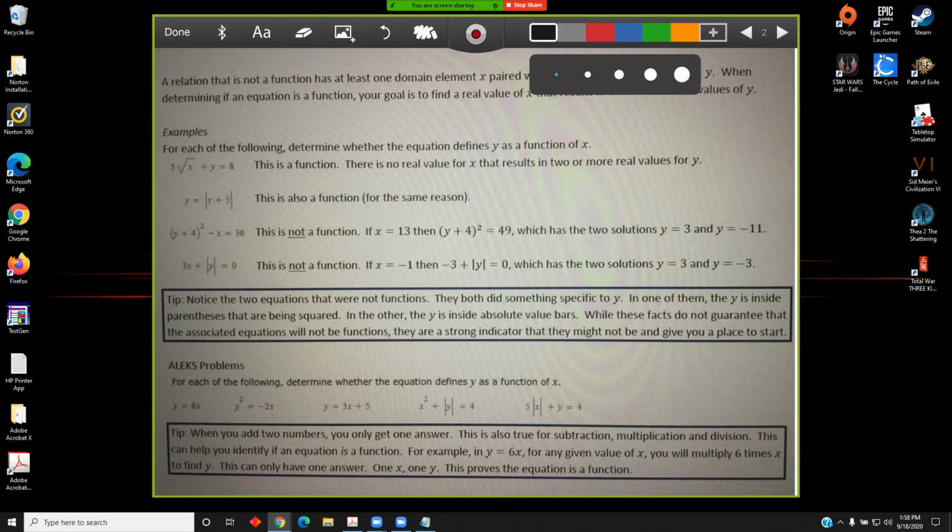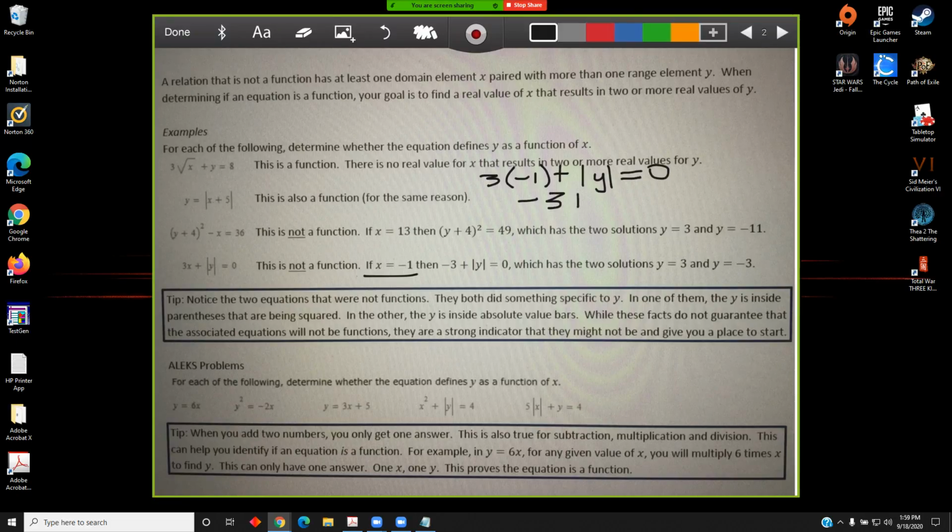Let's now look at our last equation. 3x plus the absolute value of y equals 0. This is not a function. If x is equal to negative 1, then our equation would say 3 times negative 1 plus the absolute value of y equals 0. Then we would have negative 3 plus the absolute value of y equals 0, which then would lead us, by adding 3 to both sides, to say that the absolute value of y equals 3, which has two solutions, y equals 3 and y equals negative 3.